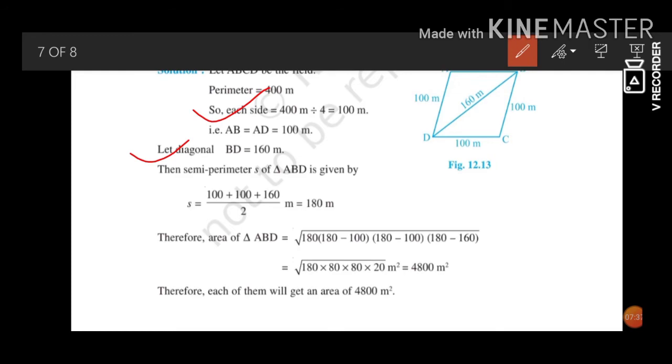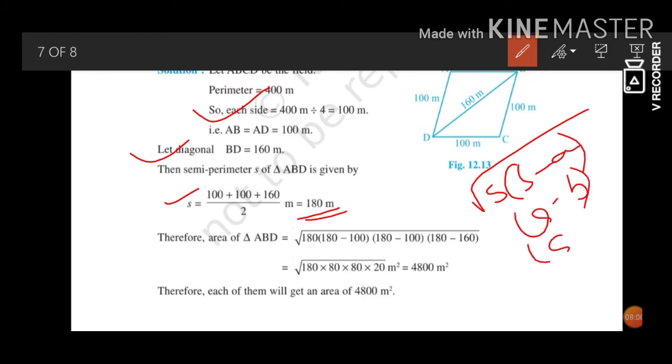So first we need to find S, that is semi-perimeter. That is equal to 100 plus 100 plus 160 divided by 2, which will give us 180 meter. Now the area of triangle ABD will be root under S into S minus A, S minus B and S minus C. So 180 into 180 minus 100, 180 minus 100, 180 minus 160. We will get 180 into 80 into 80 into 20.